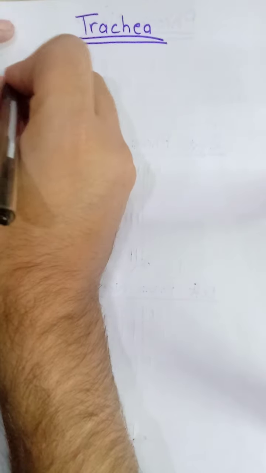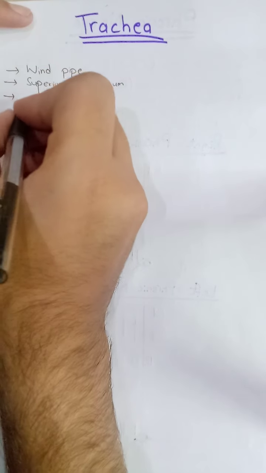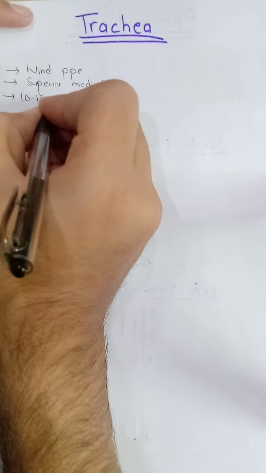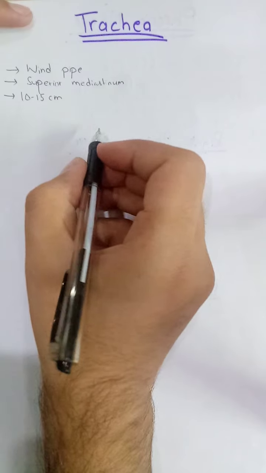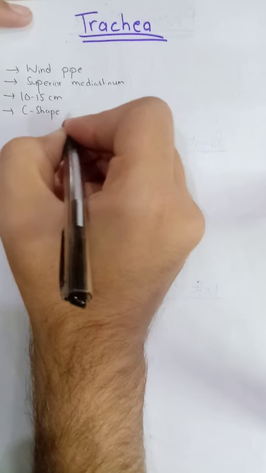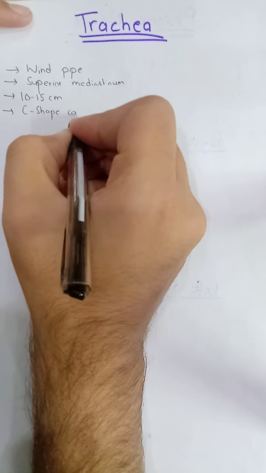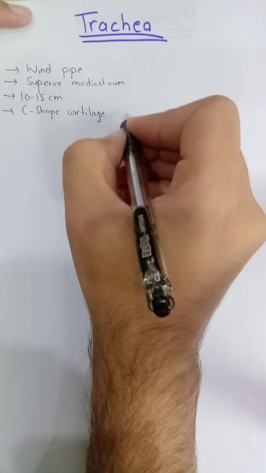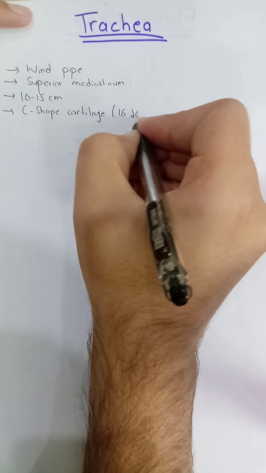Because it bifurcates into the main bronchi at the sternal angle, superior to the heart, it is not present in the inferior mediastinum, and it is about 10 to 15 centimeters in length. It contains C-shaped cartilages, which prevent it from collapsing. These cartilages are about 16 to 20 in number.